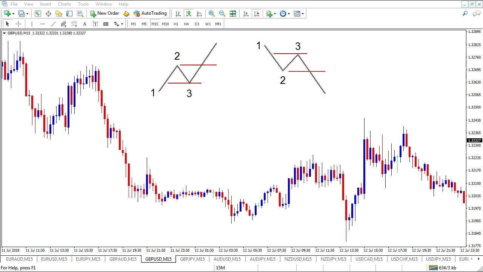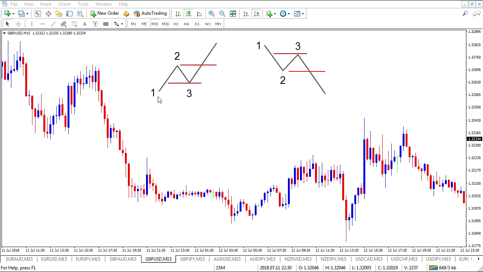I think because of its simple nature, though, traders tend to overlook it, and they really shouldn't, and I'll show you why. First of all, I'll explain the 1, 2, 3 chart pattern itself. We've got a bullish pattern and a bearish pattern. And the formation of this, again, it's really, really simple.